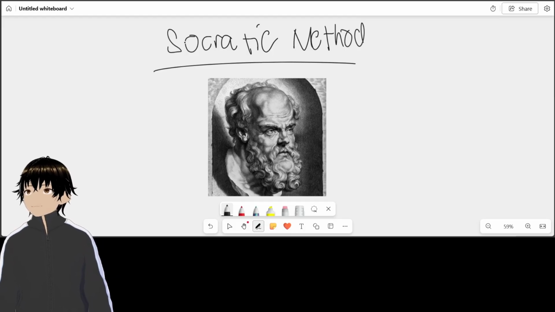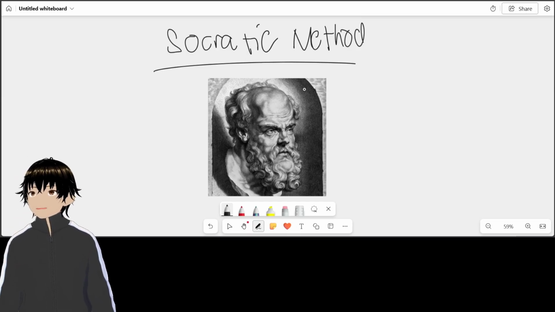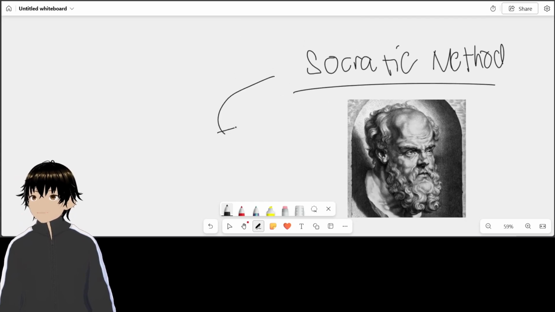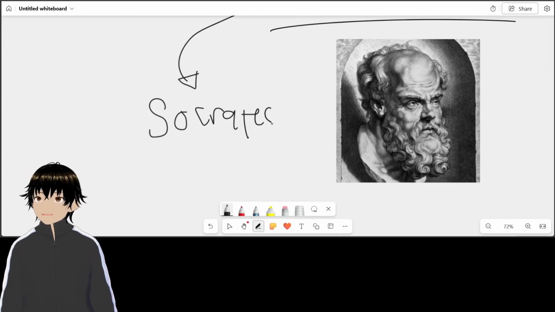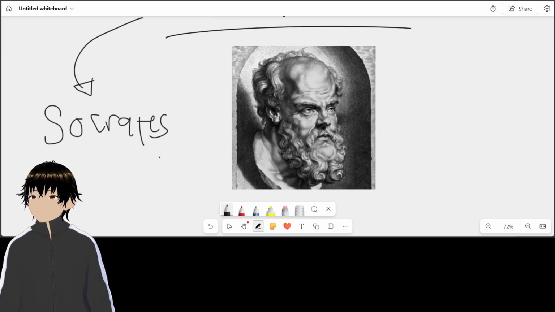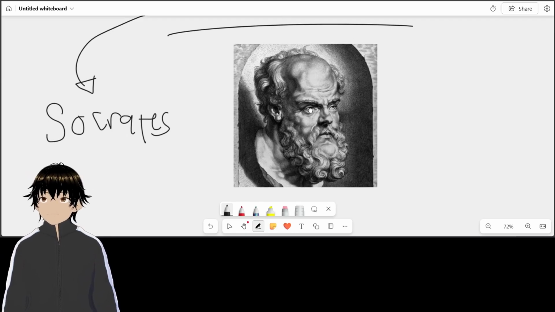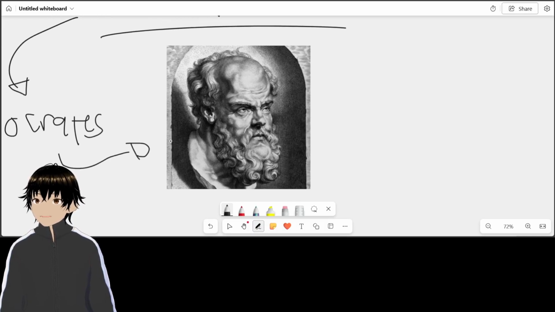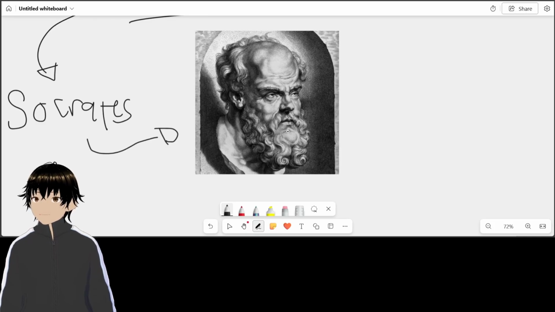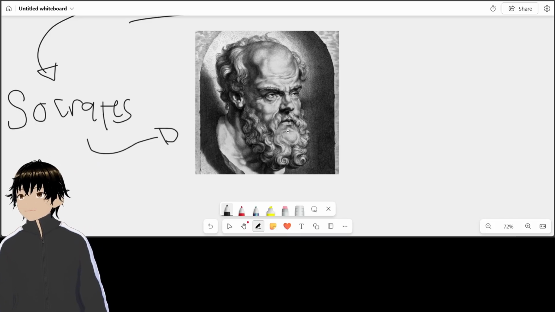So if we're going to look at the root word of Socratic, we will get the name of the philosopher that this method was based upon, and that would be the almighty Socrates. Okay, that will be Socrates, and that is the picture that we have here. This is a picture of Socrates. Okay, and Socrates was basically this classical Greek philosopher who lived around 400 BCE.